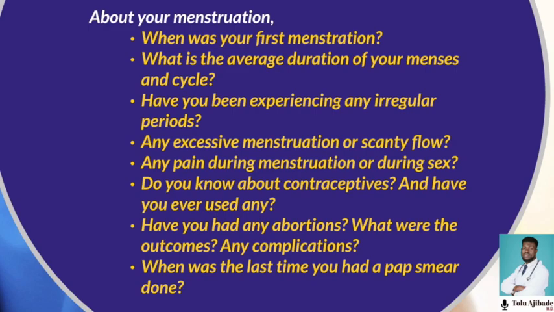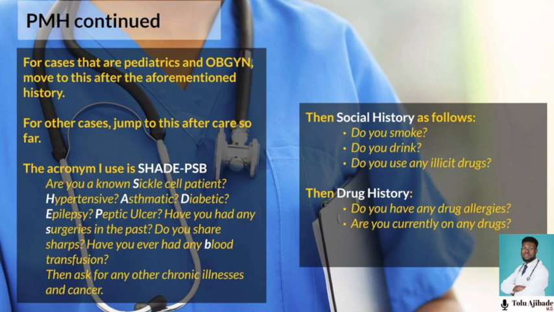Moving on to cases of pediatrics and obstetrics. Move to these after the pediatrics history, obstetrics and gynecological history, okay? So we said for ONG and pediatrics, those are peculiar cases. For other things, just move to this. And even after your pediatrics and gynecology, you move to the SHADE PSB. How do you ask this?